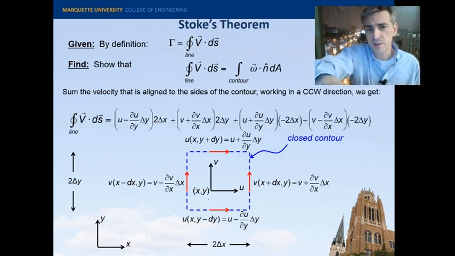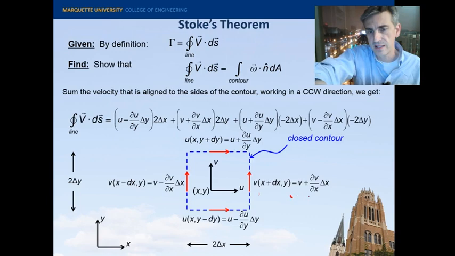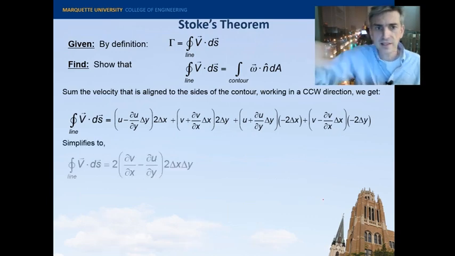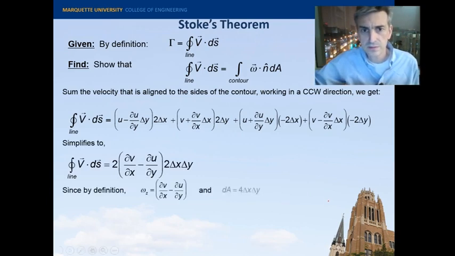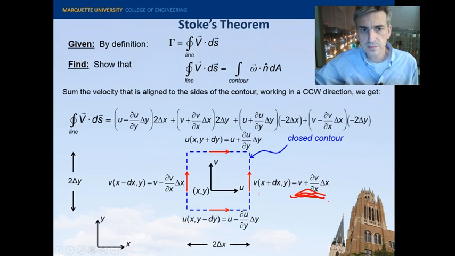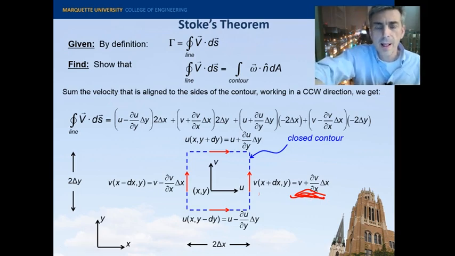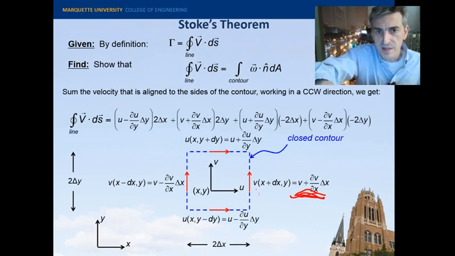Now when I move around the circle, you have to be careful with the sign here, right? So when I come up along this side, this is the velocity here. And the unit normal points in the positive j direction, so I get a positive sign here.